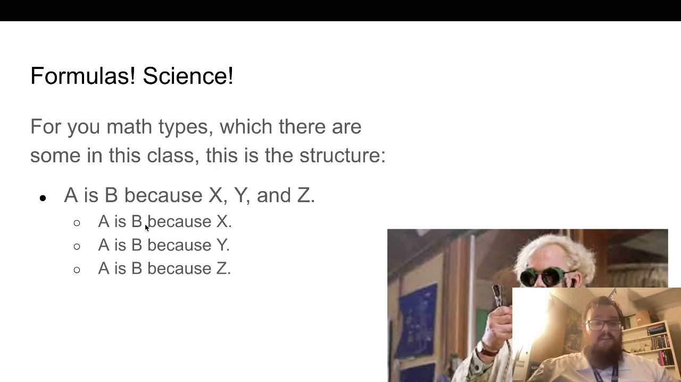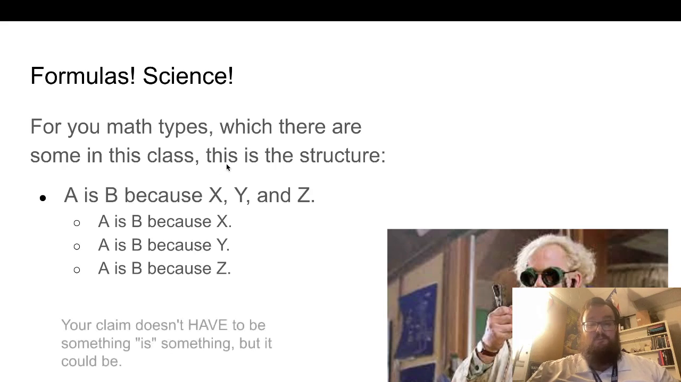Then each topic sentence is going to be A is B because X, A is B because Y, A is B because Z. This is what you're going to turn in. You're going to have to do 3 different ones, so your thesis challenge should be 12 sentences total. You're doing 3 separate thesis statements, and for each one you're coming up with 3 topic sentences. Your claim doesn't have to be something, but it could be.